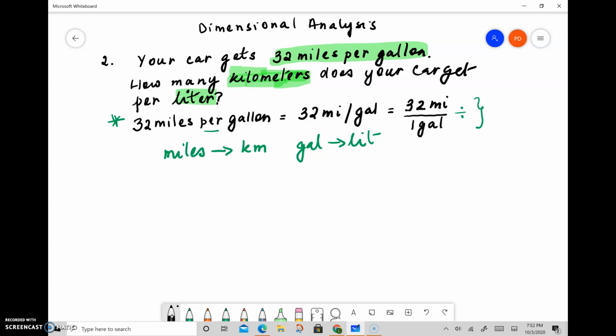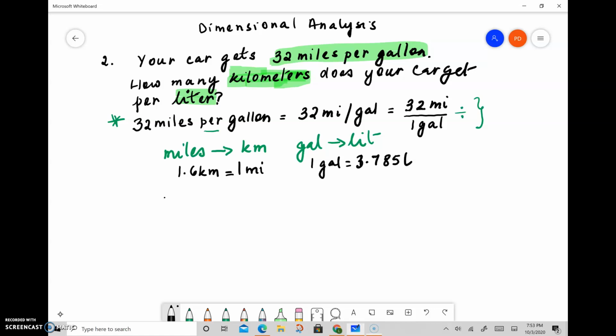So let's write down the equations. Use the handout that I've given. Don't use any other sources. Use the handout that is given to you. So let's write down 1.6 kilometers equals 1 mile. So it's just a one-step conversion from miles to kilometers. And we also have 1 gallon is equal to 3.785 liters. Now that we have the equations, we can start using dimensional analysis.